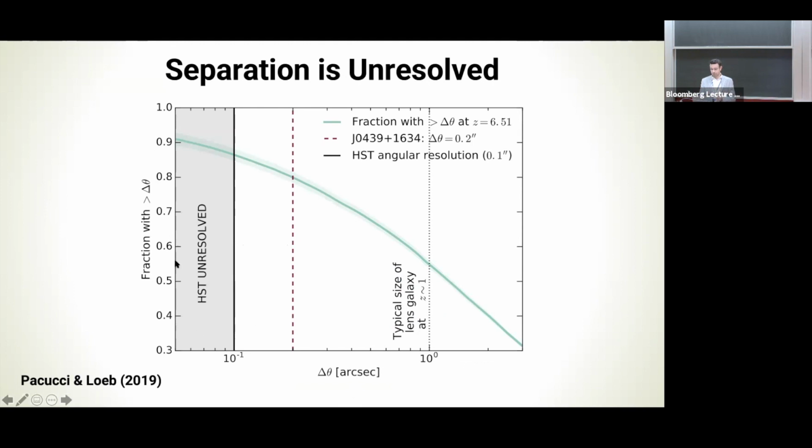So this is a cumulative plot, and I'm showing on the horizontal axis the separation in arcseconds. This is the fraction of sources at redshift 6.5, so approximately where the other quasar was found, that have separations larger than the values on the x-axis. As you can see, we do expect that for a typical quasar at redshift about 6.5, about 15% of these sources should have separations between images that are completely unresolved, even with the HST. So this is a second order correction, but it's still possible that we are missing some sources because of this.